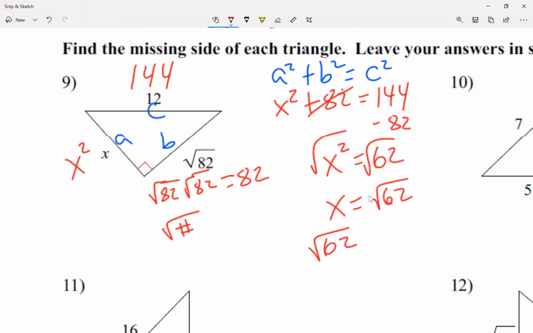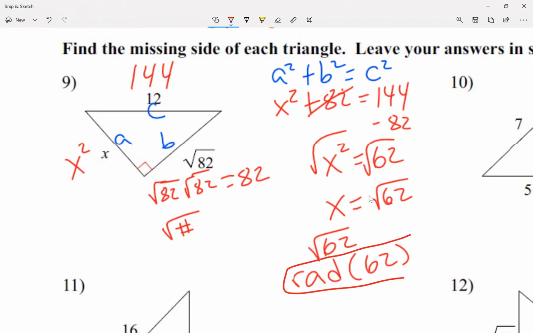Nothing I cannot simplify. The way you're going to type this, you're going to go rad 62. You're going to use parentheses, and you're going to put the 62 inside the parentheses because the 62 is inside the radical. So radical 62.